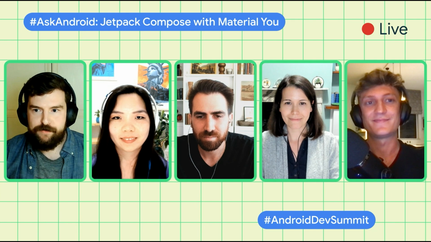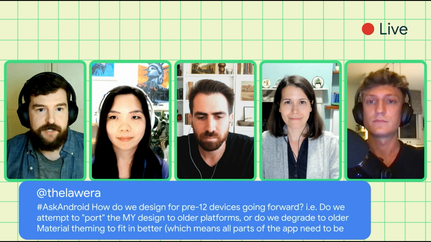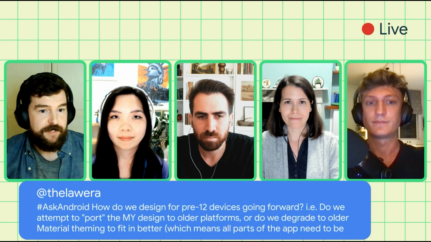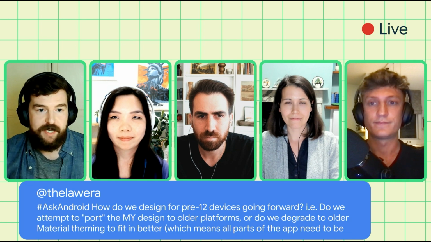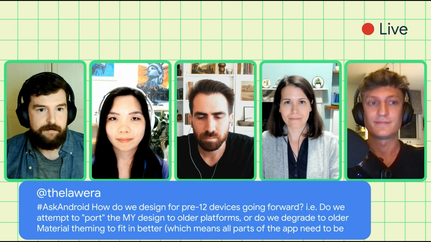Awesome. Well, thank you all for being here. Let's launch into our first question. This is a question that I've seen coming up quite a lot regarding Material U. How do we design for pre-Android 12 devices going forwards? Do we attempt to port the Material U design to older platforms, or do we downgrade to the older material theming to fit in better? What's the best practice here?